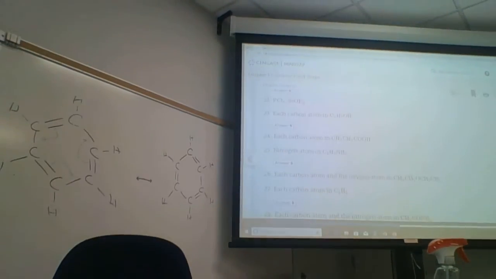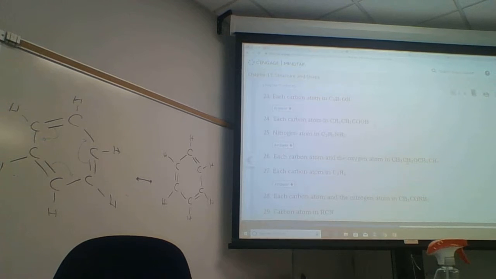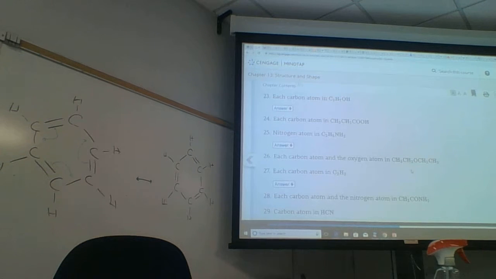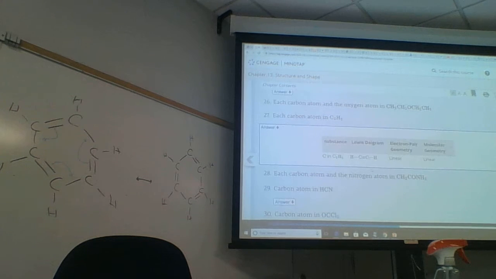All right, so that's some practice doing wedge-dash diagrams. The next one is diethyl ether, but we're going to skip that one, which has two ethyl groups sandwiching an oxygen. And this one is called acetylene, C2H2. That has a carbon-carbon triple bond. Acetylene. It's linear.